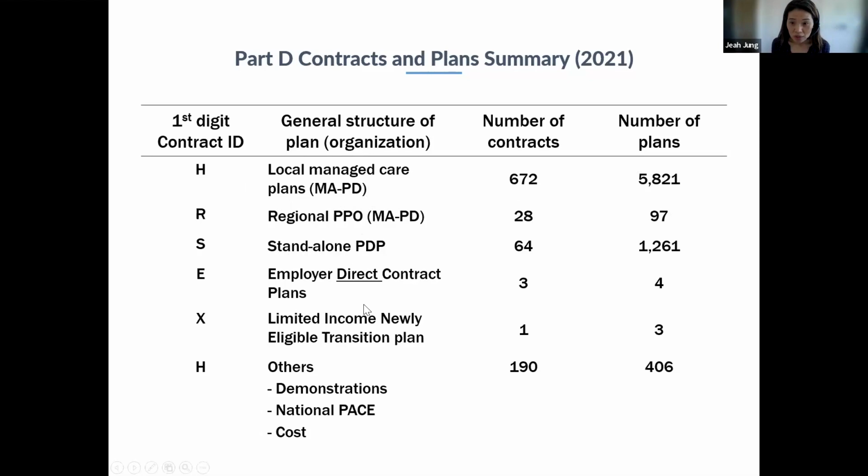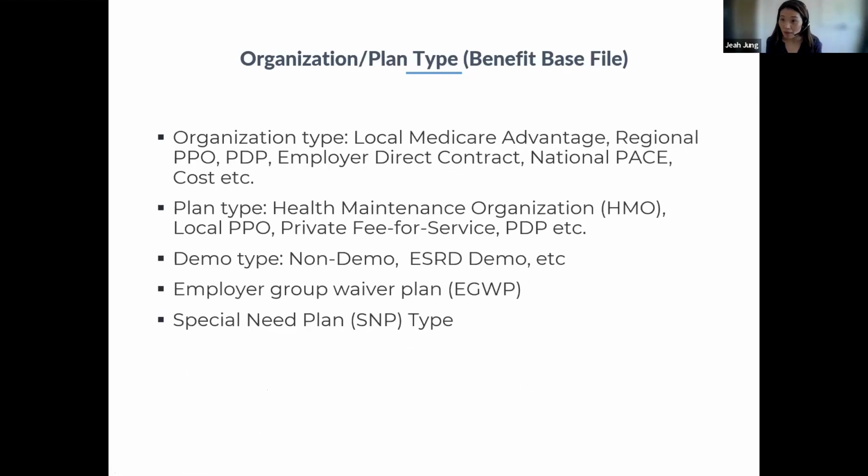Employer direct contracts are very few. There are only 3 employer direct contracts, and they have 4 plans, which means that one contract offers 2 different types of benefit packages, so 2 plans. And then we have some H. See, how did I distinguish this H versus this? How could I put these 190 plans in this category as opposed to these 672 plans that went to local managed care plans? So you have to look up some other variables, right?